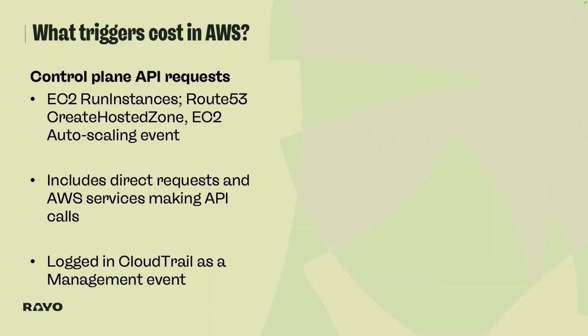Now, some of these are going to be triggered from your users. Some of these are going to be triggered from services that execute things. For example, step functions. Triggered a step function. That was a control plane event. These are logged in CloudTrail almost without exception.